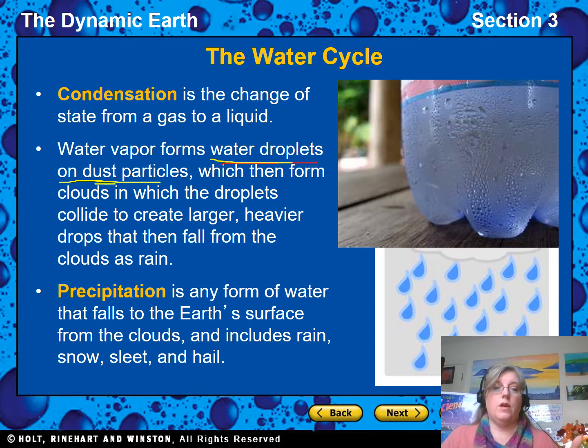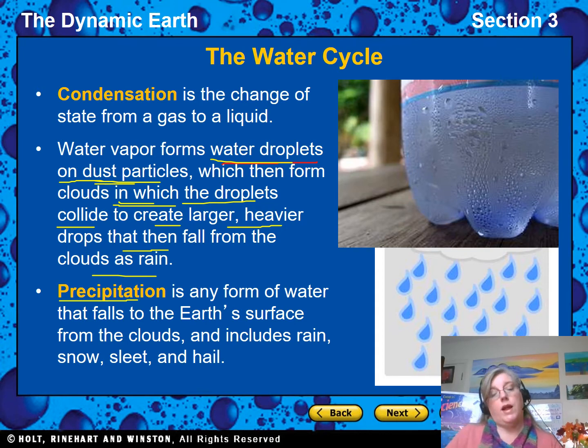Okay, so what happens when you're making clouds is that it will condense around dust particles high up in the atmosphere, and then up in the clouds, the droplets are going to crash together and get bigger and bigger and bigger as they go, and heavier and heavier, and then finally they're going to fall. Rain, you already know that the fancy word for rain is precipitation. And it's not just rain though. It can be rain, snow, sleet, or hail. Any water that falls from the sky is precipitation.